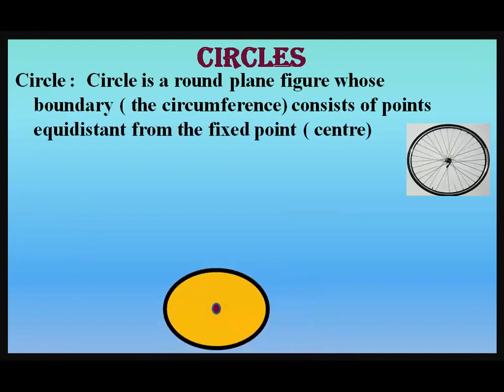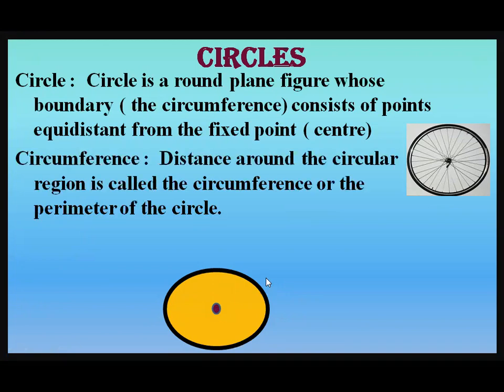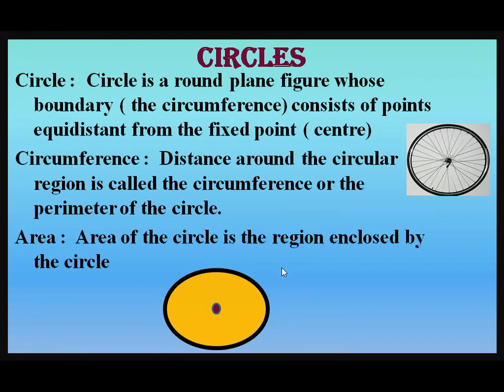So we see circles in everyday life in the form of a wheel, or you can see the circle in a clock. A circle is a round figure whose boundary consists of points equidistant from the center. The line that is around is called the circumference, which is equidistant from the center. The distance around the circular region is called the circumference or the perimeter of the circle. The area of the circle is the region enclosed by the circle. So the entire region is the area of the circle.